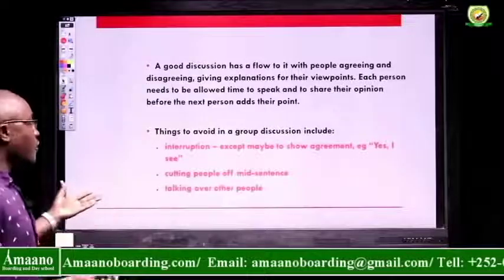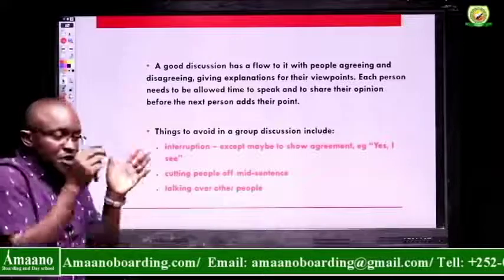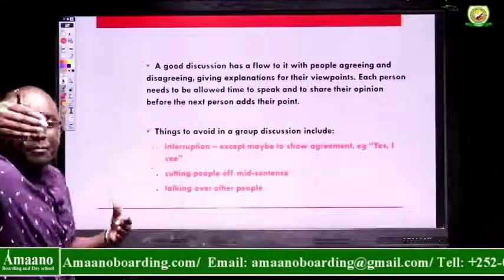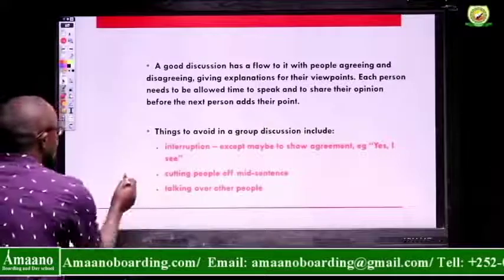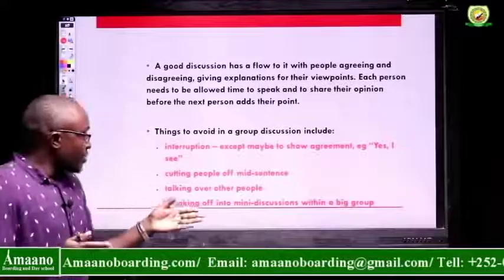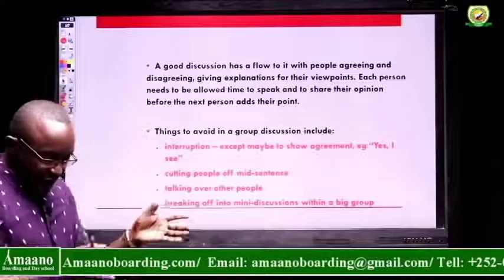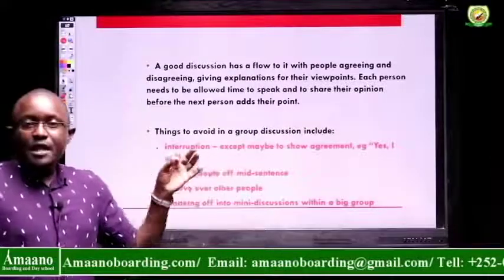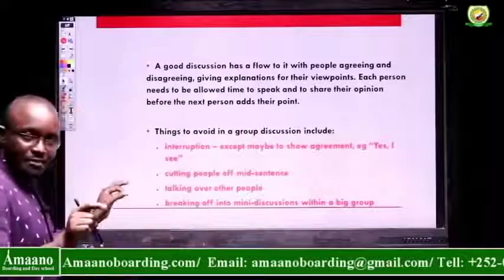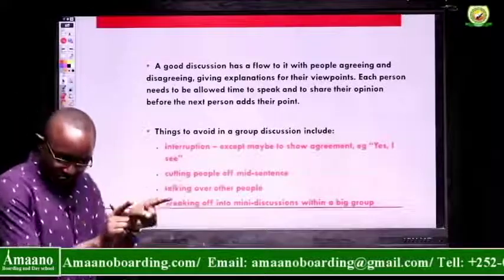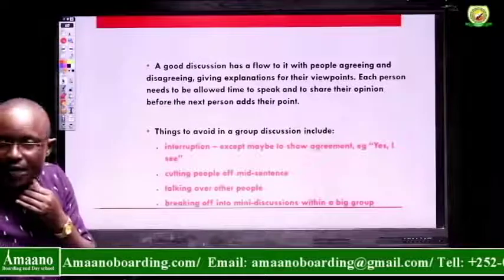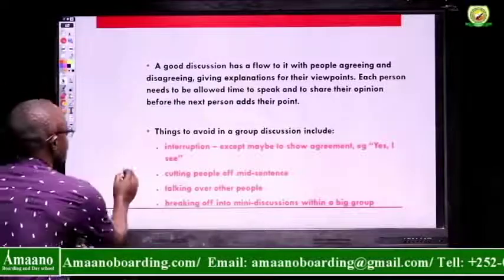Then talking over other people. So stick to the purpose, not peripheral issues. Okay? Then breaking off in the middle of a discussion in the big group, throwing tantrums and walking out of a discussion, that's not what you should do. You should calm down and stick with it, because from the beginning I've told you that you have to know the people and the purpose.